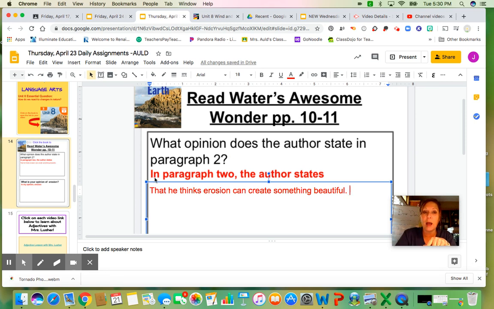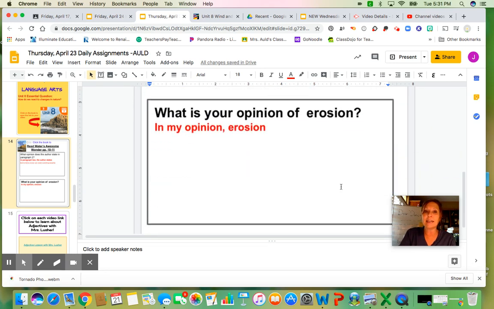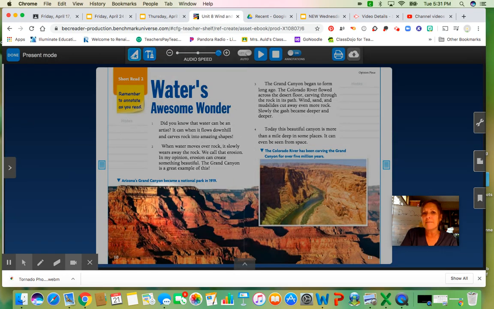Now I want you to go look at where Mrs. Ald started to add right here to this sentence starter in paragraph 2. The author states that T in that should not be capitalized. It did it because it thought I was starting a sentence. But in paragraph 2, the author states that he thinks erosion can create something beautiful. Add to that. Okay, so I've given you pretty much your sentence, but tell me why he thinks that. And then on the second, on the bottom one, I want to know what your opinion of erosion is. What is your opinion? What do you think about erosion? Okay, do you think that it creates something beautiful? Maybe you've been to the Grand Canyon and you've seen what that water can do.